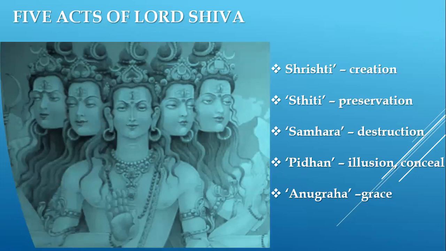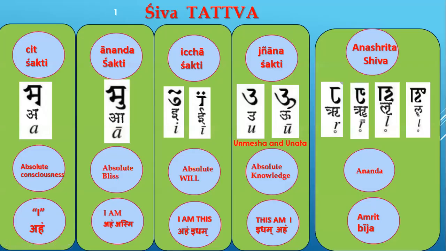Srishti, Sthiti, Samhar, Vidhan, and Anugraha, right? Creation, preservation, destruction, illusion, and grace. Now, these are the tattvas which I was talking to you about. If you see Chit Shakti, Anand Shakti, Ichha Shakti, Jnana Shakti, and Anashrita Shiva. I told you about these, which were also called the Amrit Bijas.